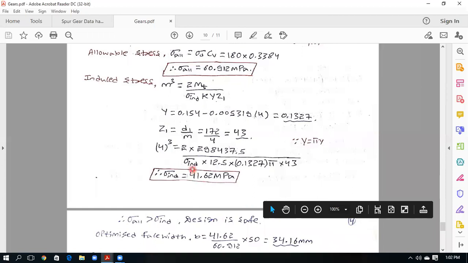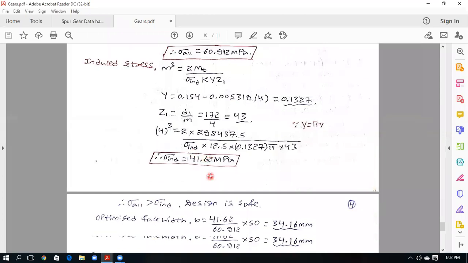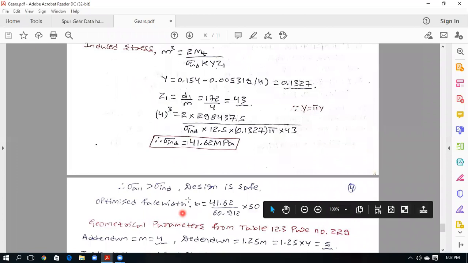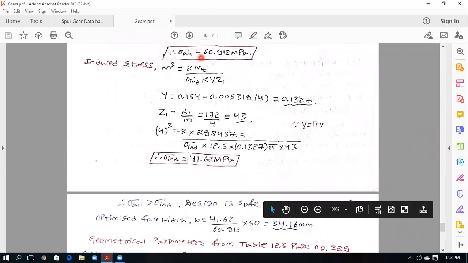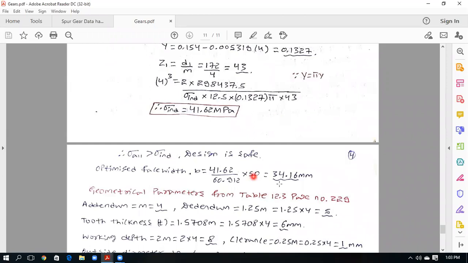After that, for the further calculation to find out the wear load and dynamic load, you have to use the optimized face width. The optimized face width is equal to induced stress divided by allowable stress multiplied by the face width which was calculated, 50. From this, the optimized face width comes to 34.16 mm.